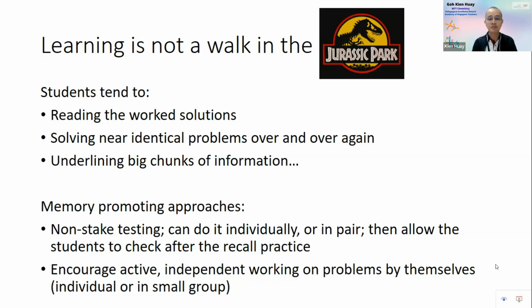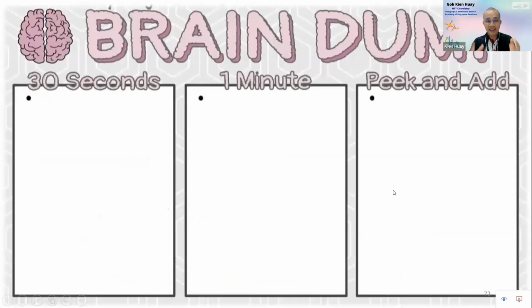We can encourage active, independent working on a problem by themselves. So what does this mean? Basically, in short, we want the students to immediately check on themselves, not too long after the learning that has taken place. One way we can do it is what we call brain dump. For example, if you have just covered teaching a particular topic, reactivity or a method, after you've gone through maybe a good 15 minutes, you tell the students, I want you to pull out this piece of paper which I've given you in the Padlet. For the next 30 seconds, I want you to put down whatever you can recall me teaching you. It doesn't have to be specific, as much as you can.